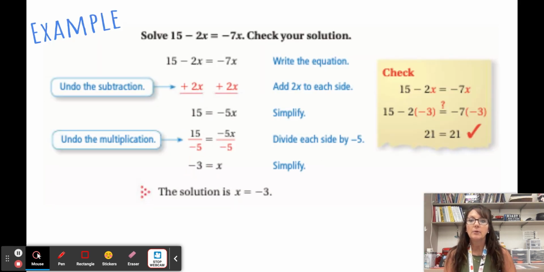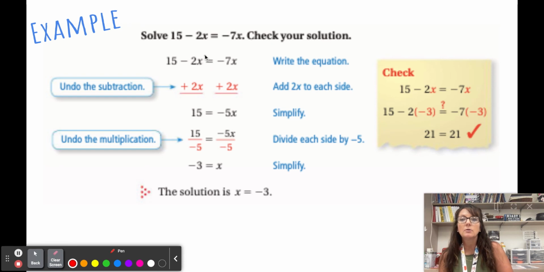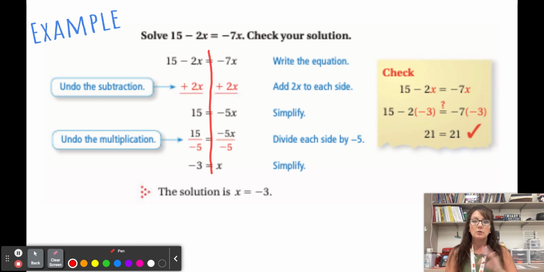So here's an example from the textbook. It says solve 15 minus 2x is equal to negative 7x. Obviously write the equation. We want to go ahead, and this is where it becomes crucial to pay attention to both sides of the equal sign. So maybe possibly drawing that line so that you're making sure you're doing the same thing to both sides.